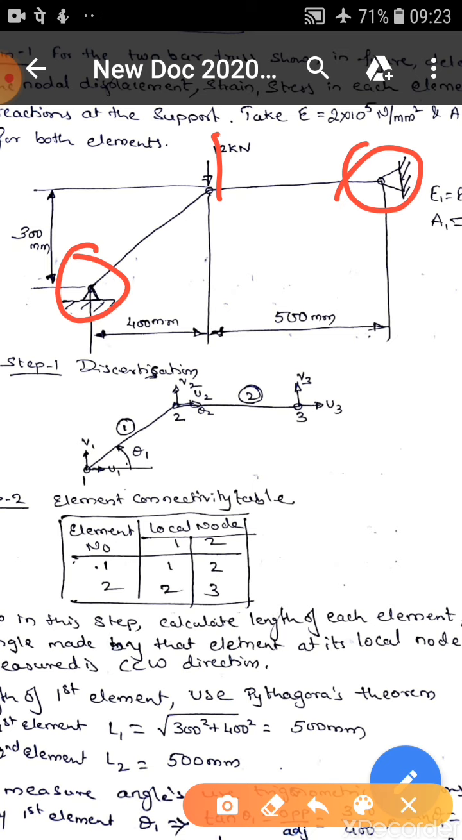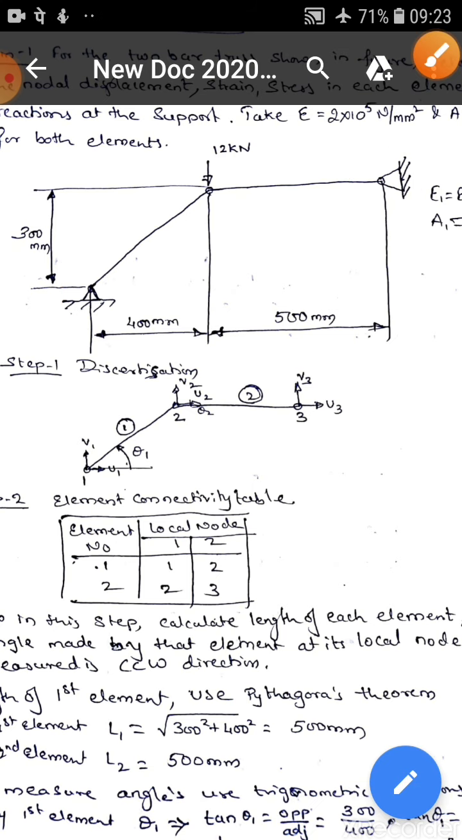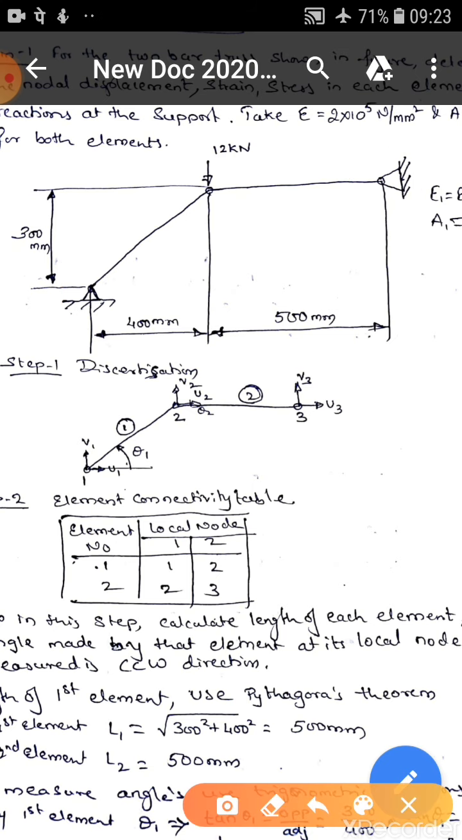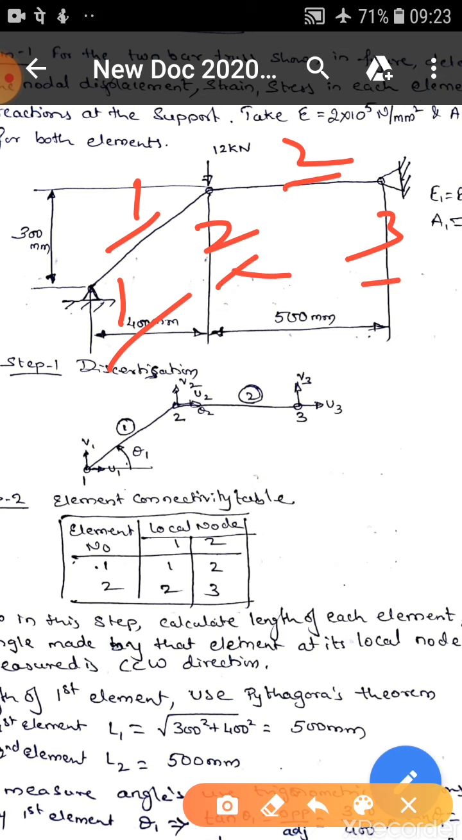I need to discretize this so that we can work with numbers. How can I do the discretization? I'll do it in this method. I'll assume this as node 1, this as node 2, and this as node 3. This is my first element and this is my second element. The first element is between 1 and 2, the second element is between 2 and 3.